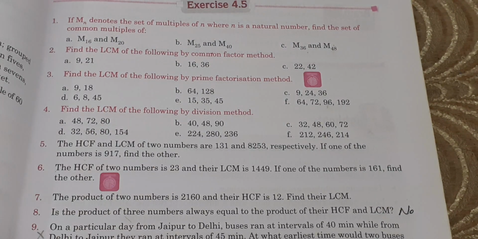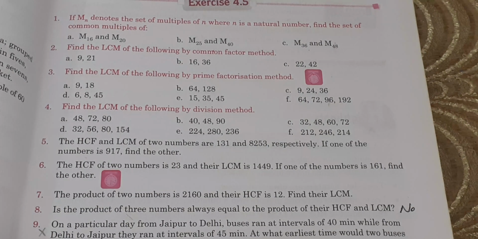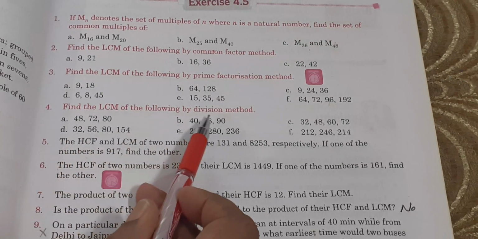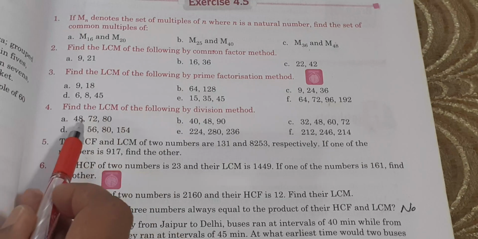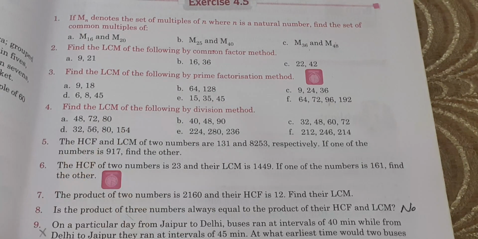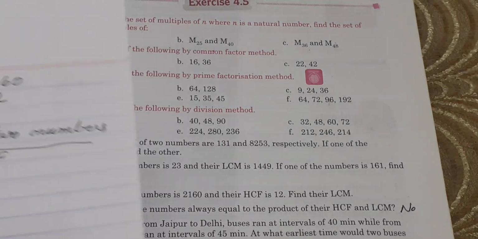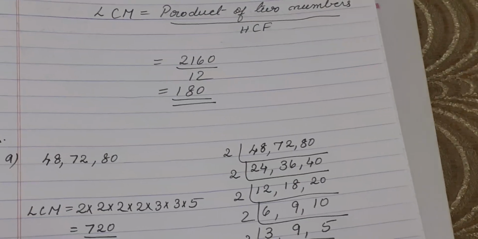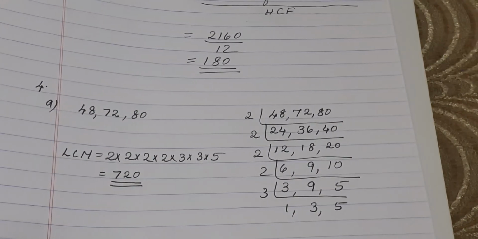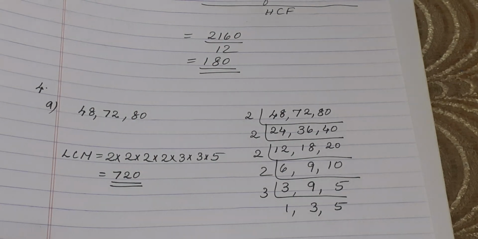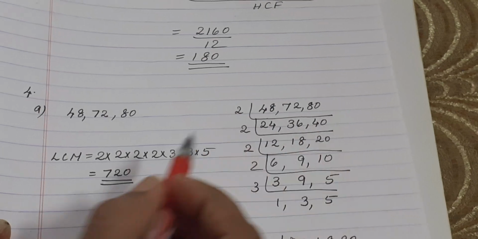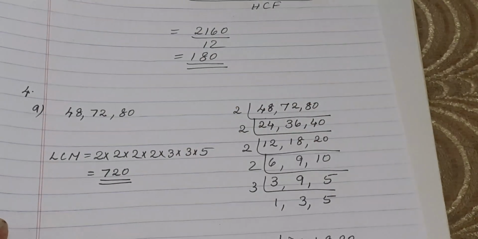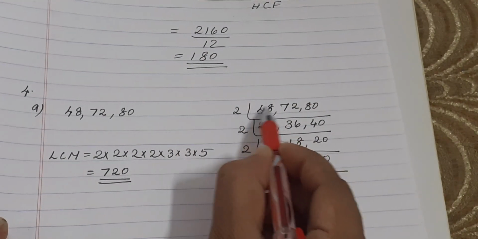Now next, fourth question: find the LCM of the following by the division method. How to find the LCM by the division method? First one we will do, the remaining you have to do. Okay, so first question, 48, 72 and 80. First what you have to do is arrange all together like this: 48, 72 and 80. Now you have to choose a number in such a way that it can divide all the numbers.